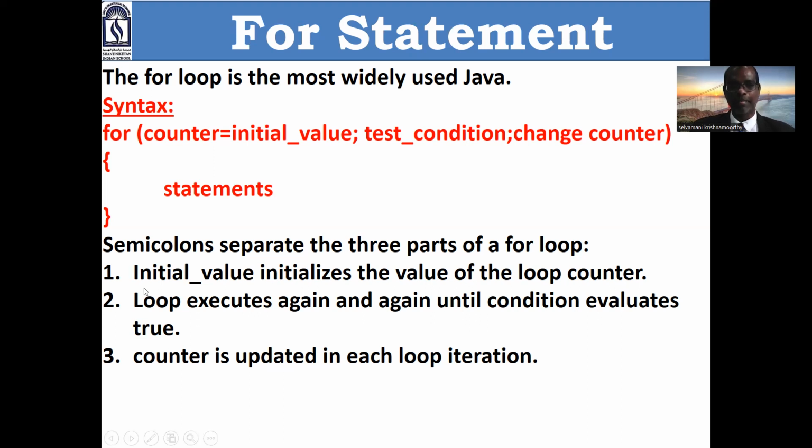See, step 1, initial value: initialize the value of the loop counter. The very first time only, counter equal to initial value will execute. Then the loop executes. The loop means the statements lying between the open curly bracket and close curly bracket. The loop executes again and again as long as the condition evaluates to true. Once the condition becomes false, the loop stops. The counter is updated in each loop iteration, incremented or decremented. These are the steps involved in the for loop.